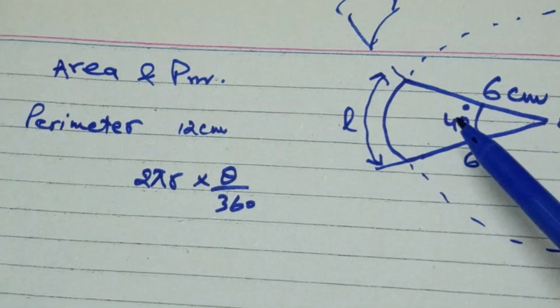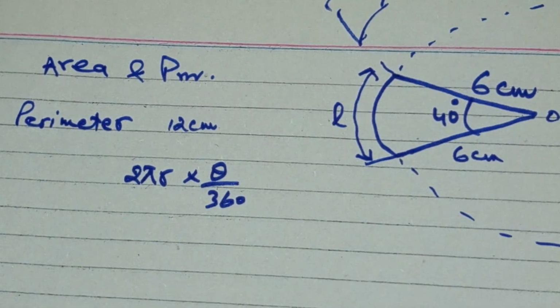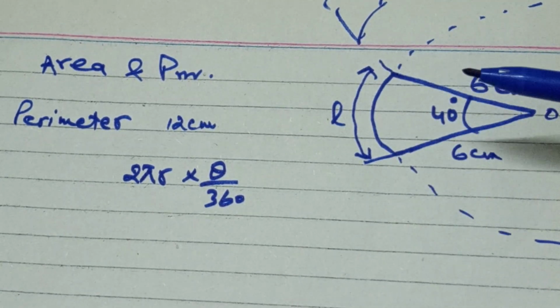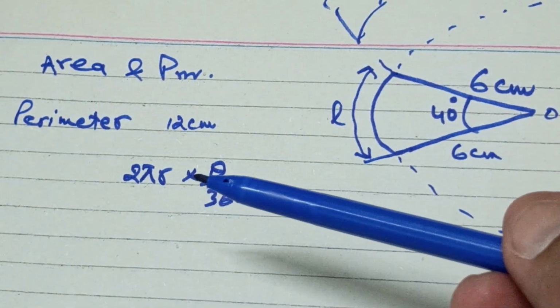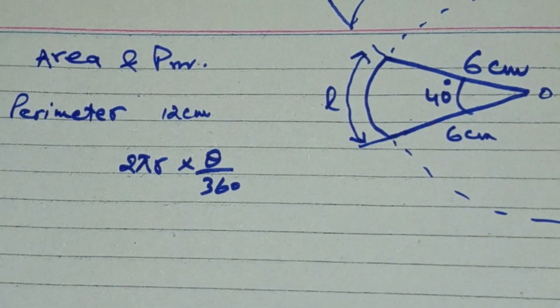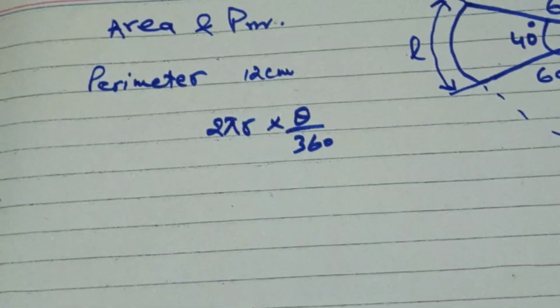The only angle in between the two radii is 40, and the L which is in between the two arms is L. So 2 pi r multiplied by θ/360. This is the formula to find the perimeter of a given sector.